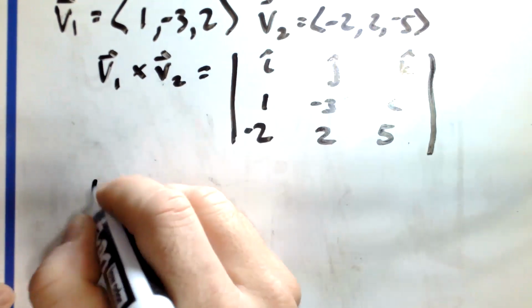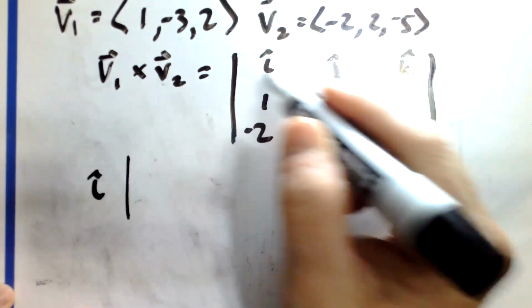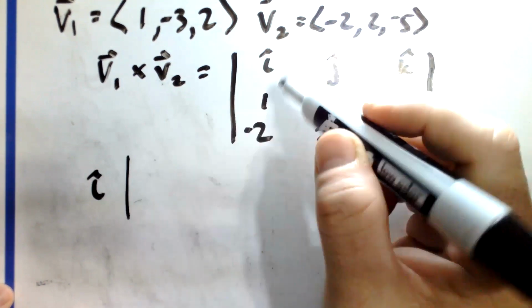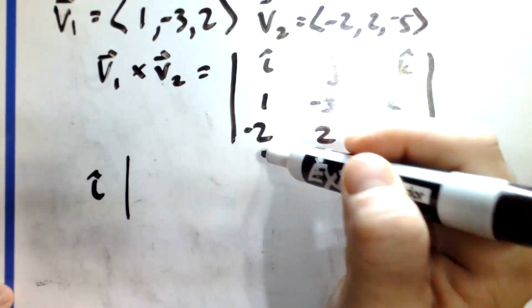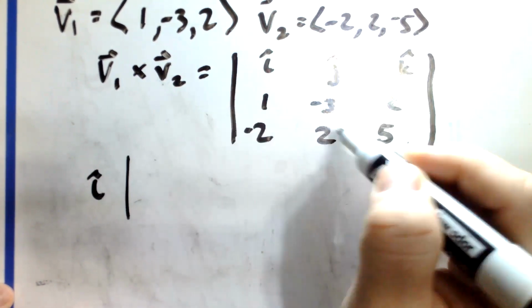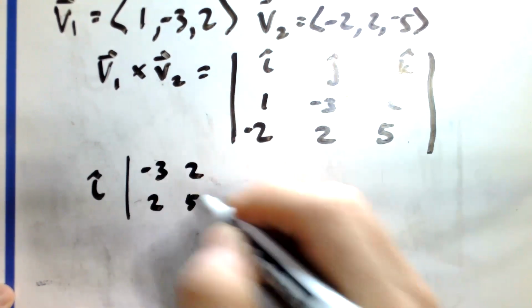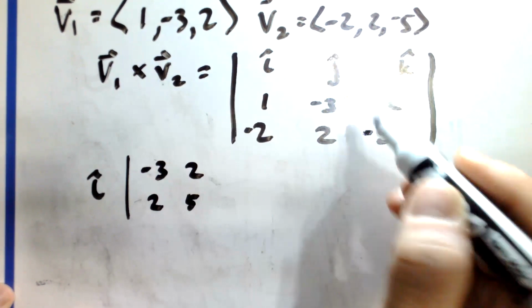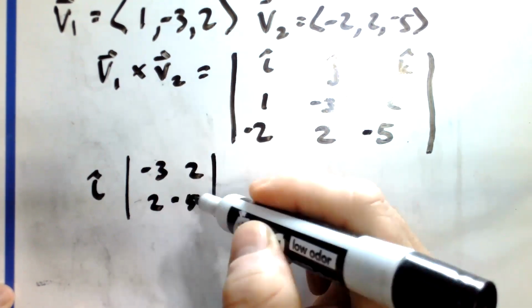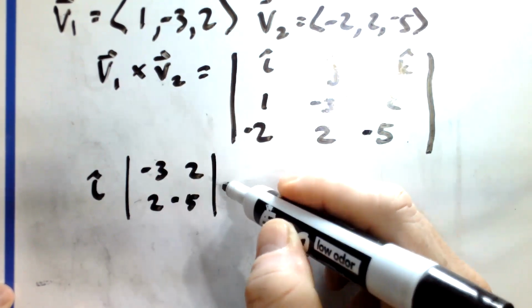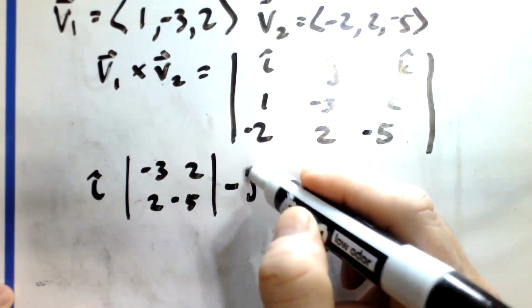And so we have I hat, and then imagine if you close out this row and this column, then the little submatrix that you see right here, negative 3, 2, and then 2 and 5. So that should be a negative 5, is the first one. Okay, and then alternating signs, we get minus J hat.